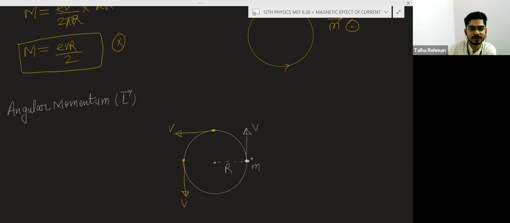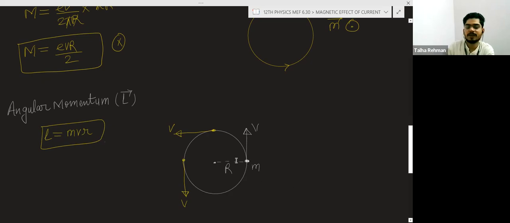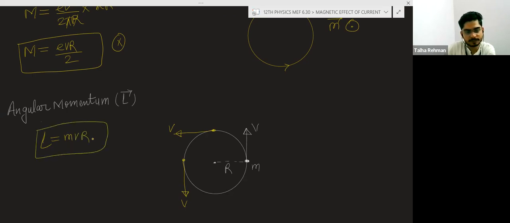So angular momentum is represented by L. This angular momentum is a vector quantity. The magnitude of the angular momentum is given by momentum into R, that is, mv into R. Mass into velocity into radius. Here R, capital R, you will put. M is the mass, v is the velocity, R is the radius. This is your angular momentum.